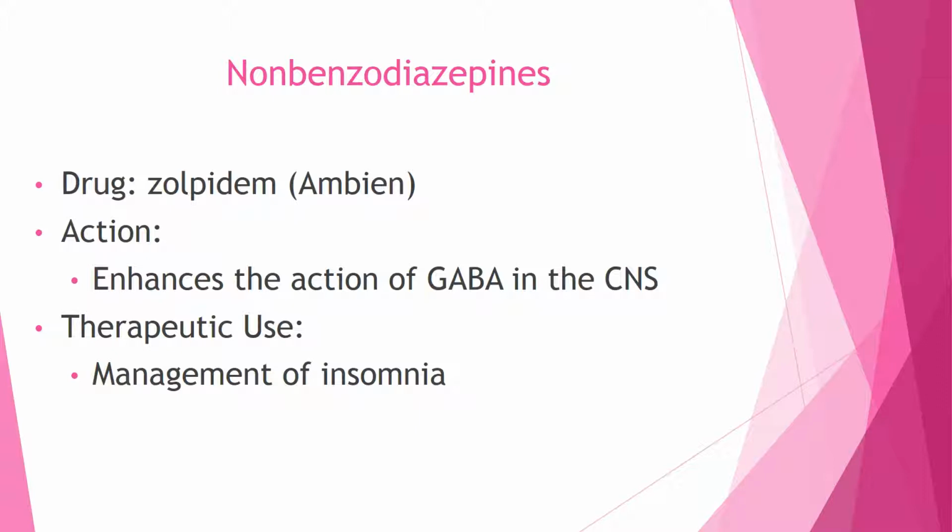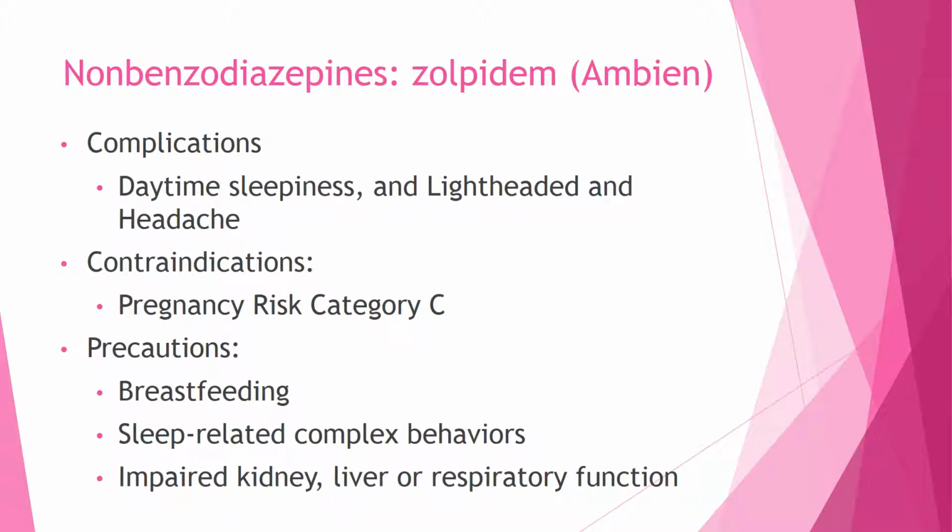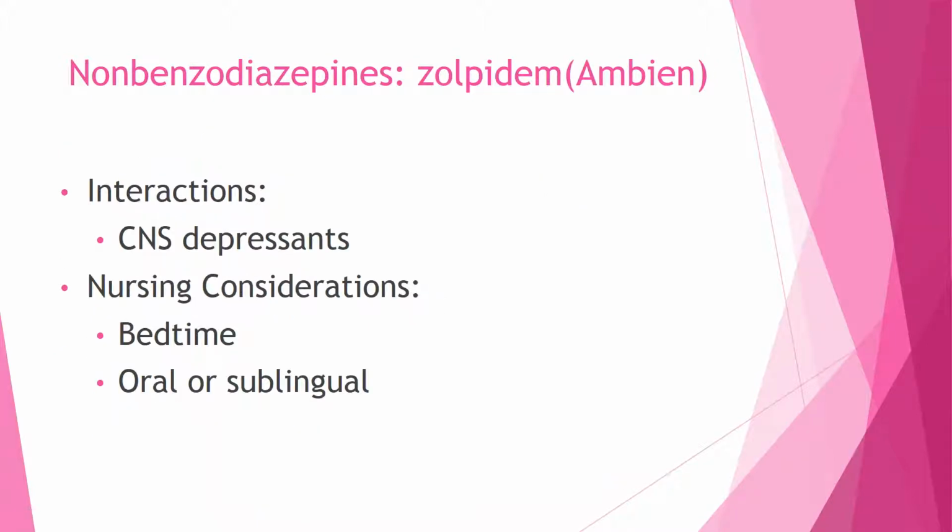Non-benzodiazepine, this is Ambien, zolpidem. This is also used for sleep. It enhances the action of GABA in the central nervous system, management of insomnia. Complications, daytime sleepiness, lightheadedness, and headache. Pregnancy risk category C. Breastfeeding as precautions, sleep-related complex behaviors, impaired kidney, liver, or respiratory function. Interactions are going to be your CNS depressants.